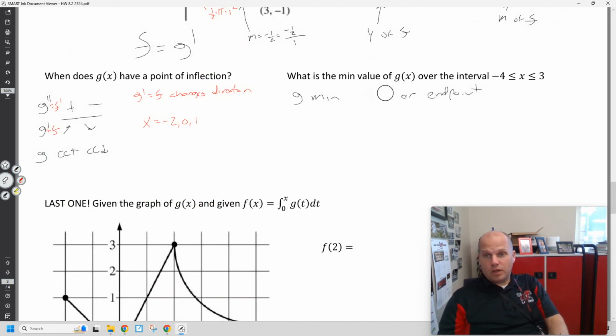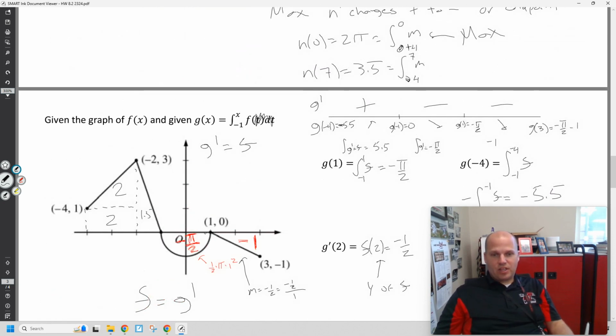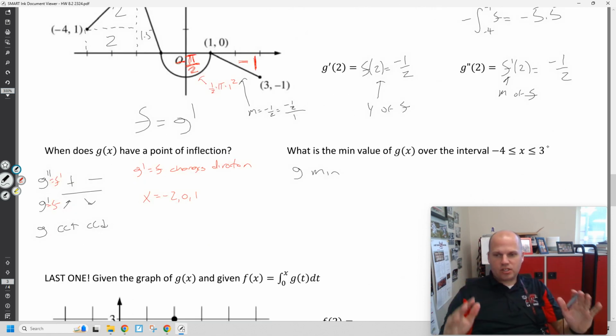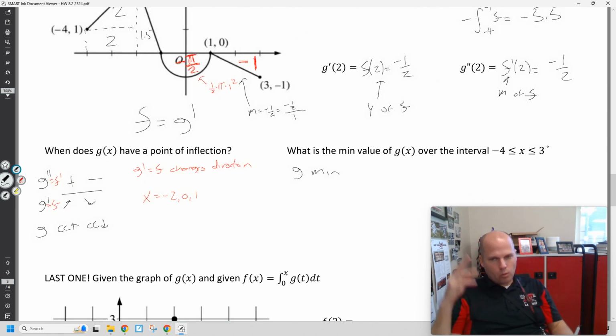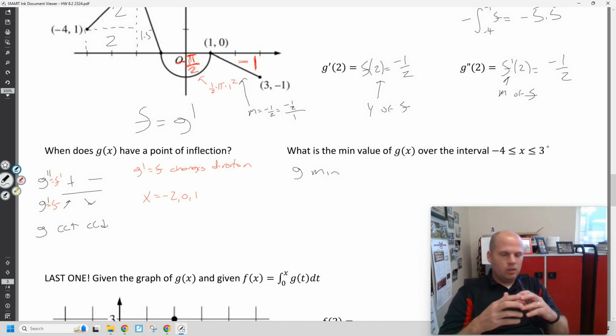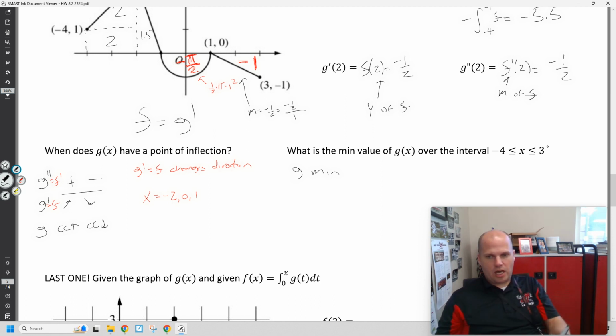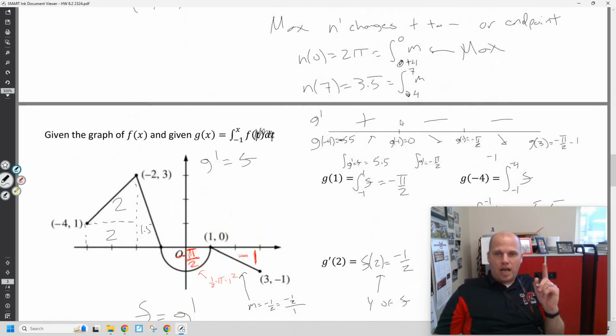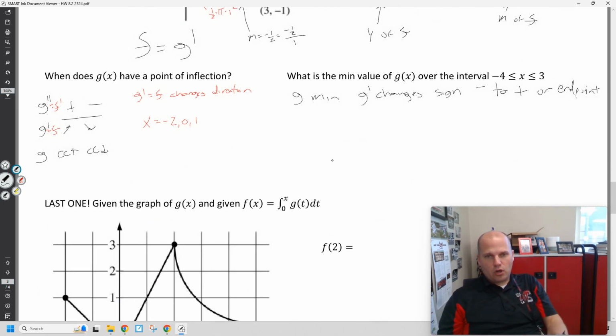If you want to not have to check all your candidates, you know that this 0 and this 0 are not candidates for mins, because that's a max and we know we decrease after that. We adjust our statement. This is more about understanding where candidates come from and making sure we don't blindly do the same thing, which might cause a lot of work. G is a min when G prime changes sign from negative to positive, which means it's a relative min, or at an endpoint. There's no time when G prime changes sign from negative to positive, so all you have to do is check your endpoints.